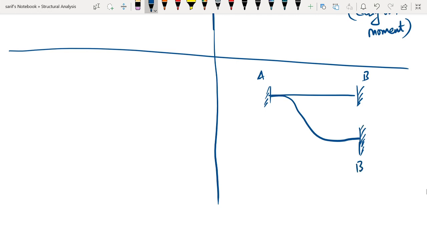So the support has settled to B dash. So if you look here, this is your displacement of the right support with respect to the left support. And when you have something like this, the reaction here is going to be in the downward direction. The reaction here would be in the upward direction.